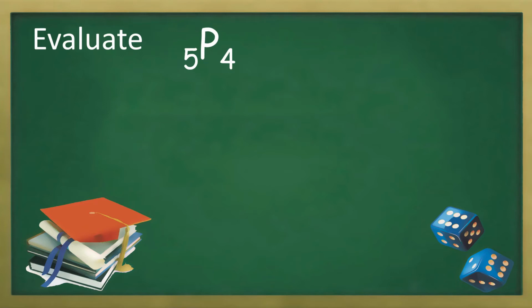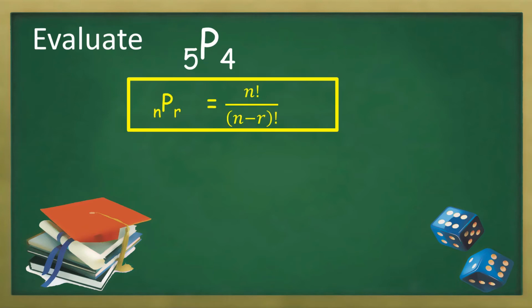So for example, you have 5P4, or 5 permutation 4, or arrangement of 5 objects taken 4 at a time. Using our formula, nPr is equal to n factorial over (n minus r) factorial. Our given n is equal to 5 and r is equal to 4. So on our formula, we're going to replace n with 5 and r with 4. And that will give us 5P4 is equal to 5 factorial over (5 minus 4) factorial.